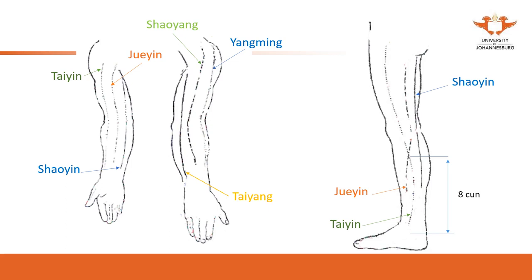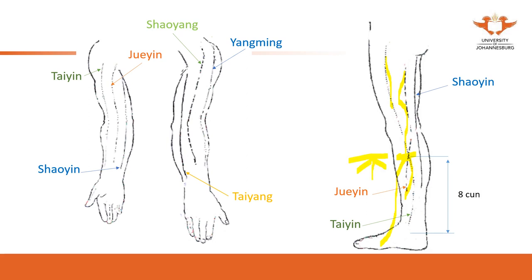And when you go to the legs, the Shao Yin meridian, which is on the medial side of your leg, travels at the back. Tai Yin travels in the front, but you cross, and the Jue Yin travels in the middle from here. The measurement here, you don't need to remember, you can focus on it later. And the Jue Yin meridian travels from the middle, and it goes out to travel to the front, below 8 cun above the ankle.